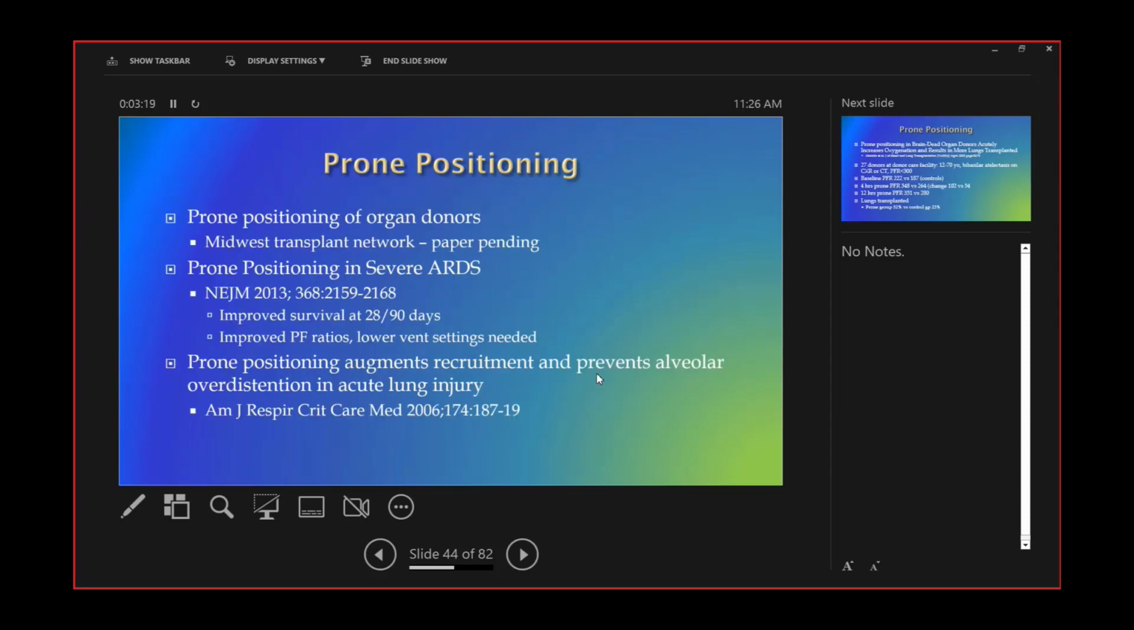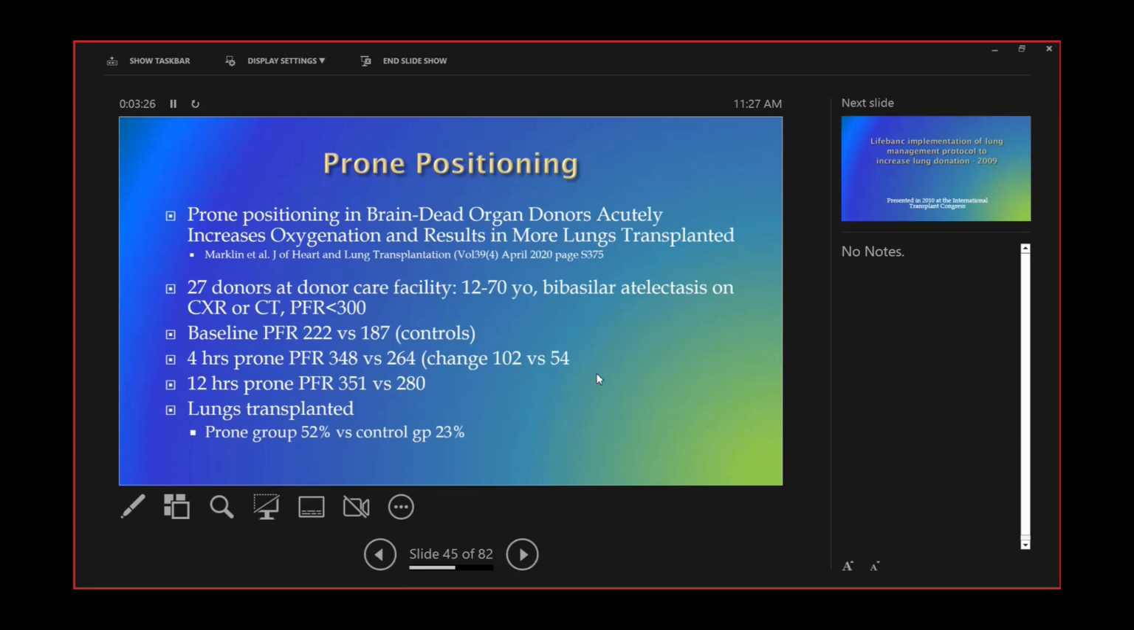So in terms of prone positioning, and this is where this slide show is not up to snuff on the new one, there was a paper done by Gary Marklin and the group in St. Louis where they prone positioned their brain dead donors, and they showed that it acutely increased oxygenation and resulted in more lungs transplanted. They did 27 donors at the donor care facility. They were 12 to 70 years old. They had bibasilar atelectasis on chest X-ray or CT. Their PF ratios were less than 300. Their baseline PF ratios were 222 in the study group and 187 in the control group.